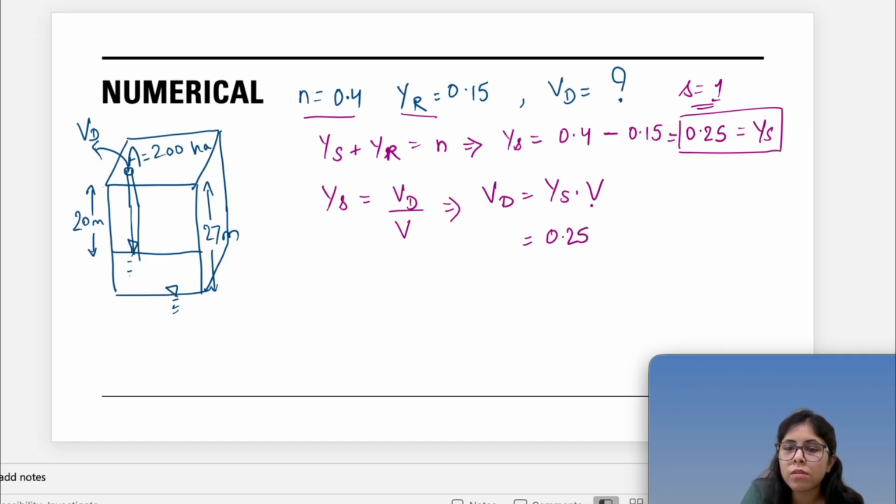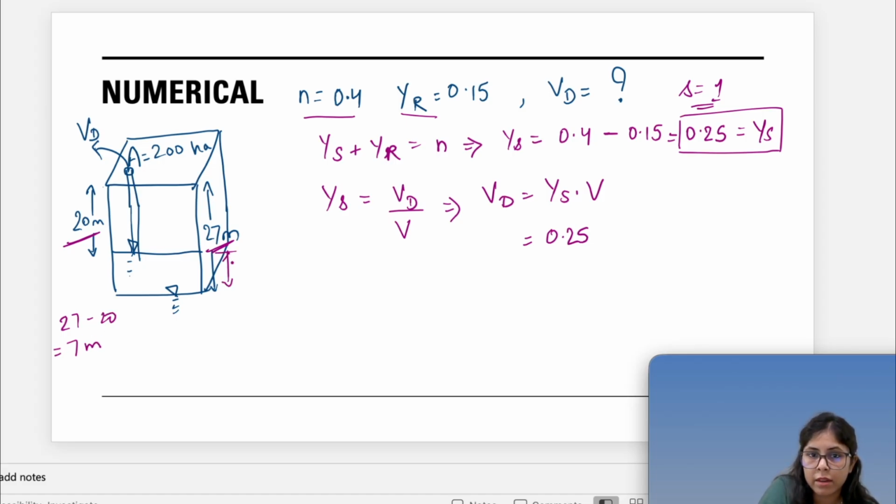Can I have the total volume? How can I calculate the total volume? How much volume of water was actually present in the ground? Initially it was 20 meters and then it dropped to 27 meters. How much did it drop vertically? It dropped 27 minus 20, that means 7 meters it came down. This is 7, right? Now 7 meters it came down, and area-wise it's 200 hectare.